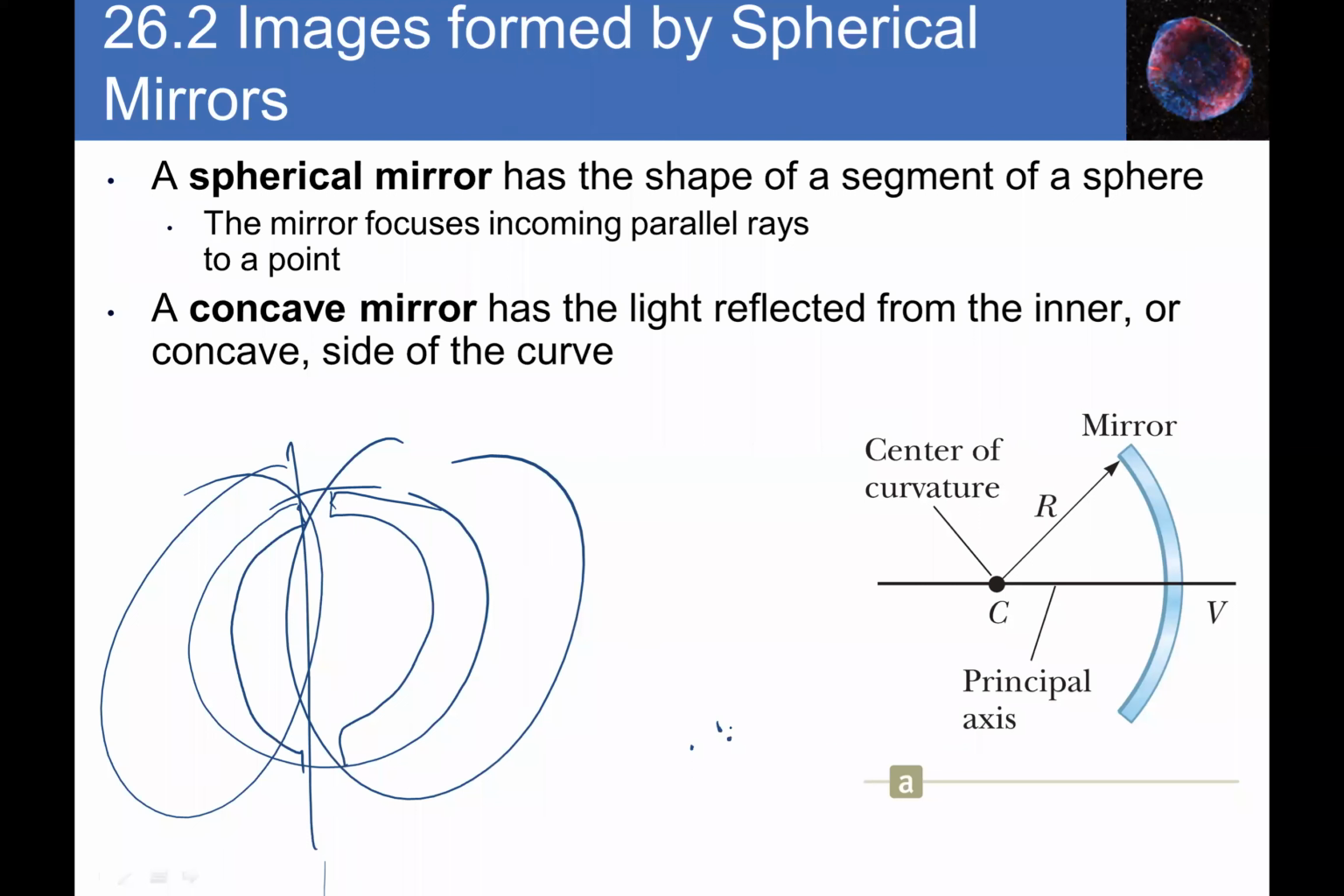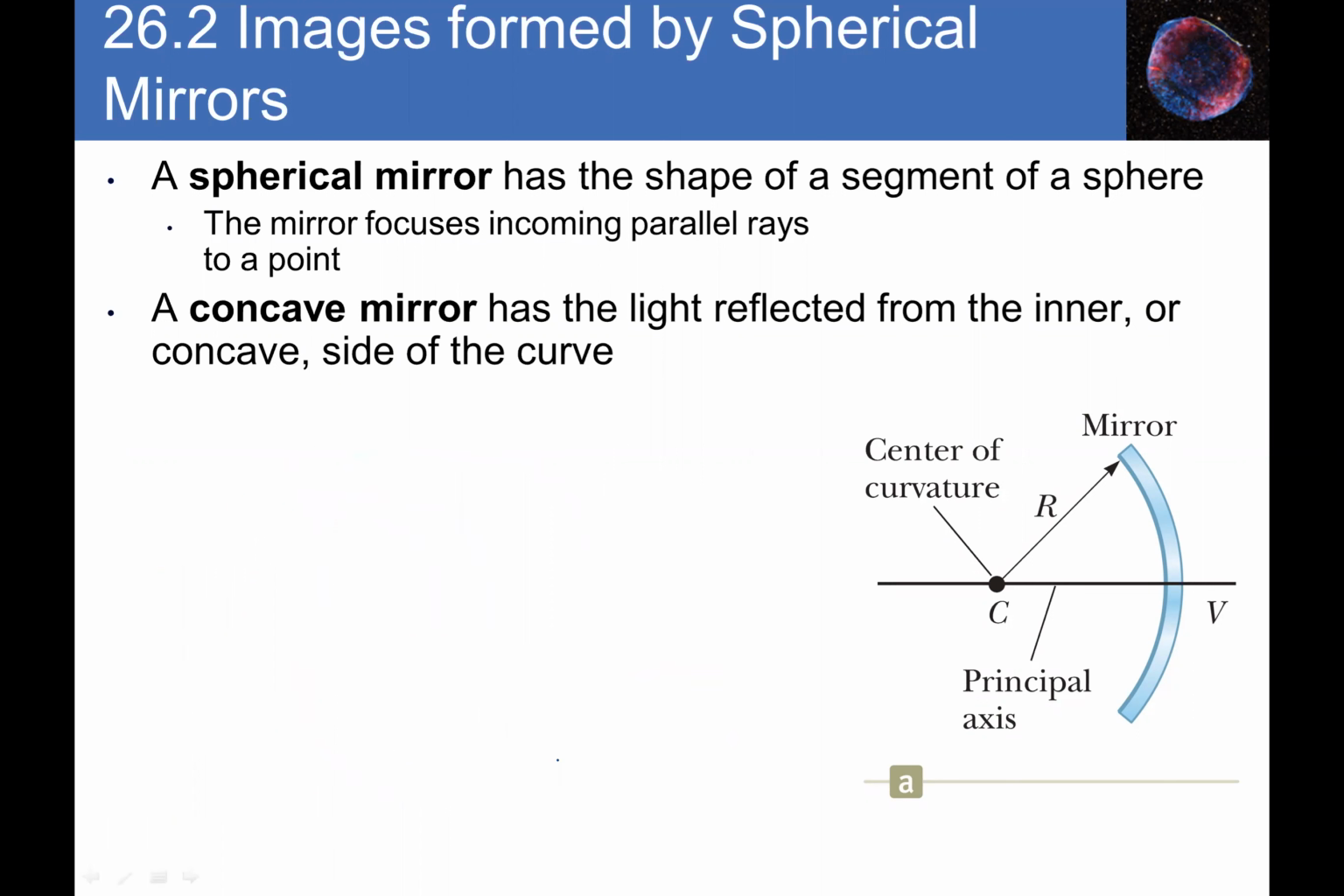So what we're going to say is that spherical mirrors have the shape of a segment of a sphere, and the mirror focuses incoming parallel rays to a point. So this particular part of the sphere, if we use it as a mirror, is known as a concave mirror. Sometimes it's also known as a diverging mirror, but concave is the more commonly used name for that.